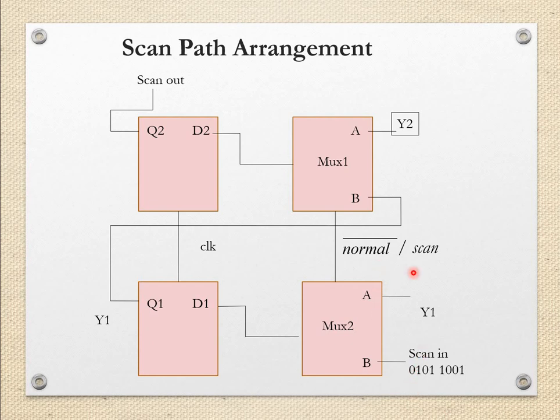In the normal mode, the multiplexer A input will be selected. In the scan mode, the multiplexer B input will be selected. So the scan input is provided, a stream of ones and zeros, and that will run through this multiplexer. Through this select input, it will be selected and connected to the output. It will be applied to the D input. The same stream is available as Q. Then it will go through the second set of multiplexers.